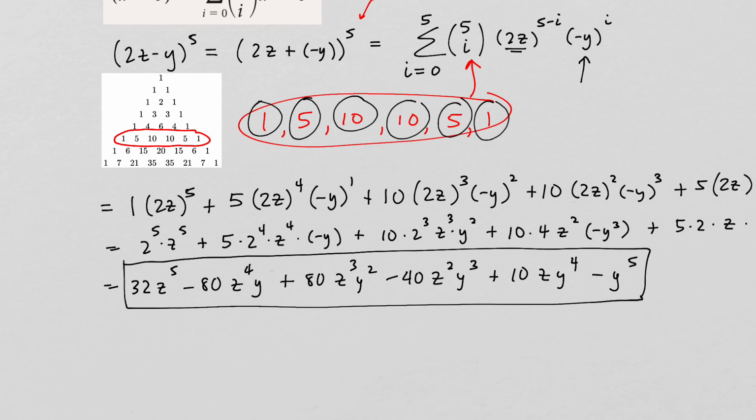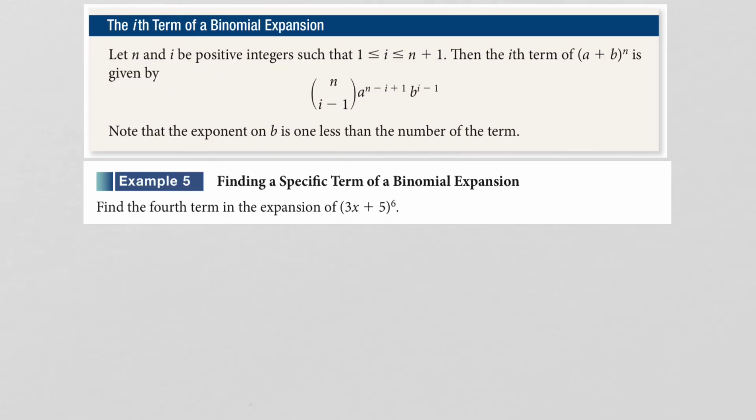And again, I know this seems like a lot, but once you get used to this process, trust me, it's way better than multiplying everything out. Let's talk about one last thing. Suppose you have a binomial expansion and all you want to do is find a particular term in that expansion. So let's say you want to find the ith term in a binomial expansion.